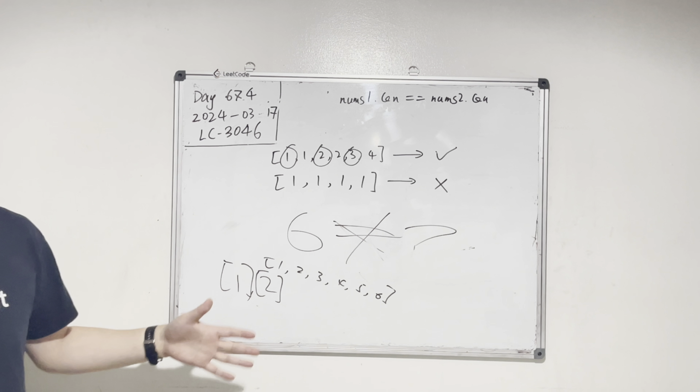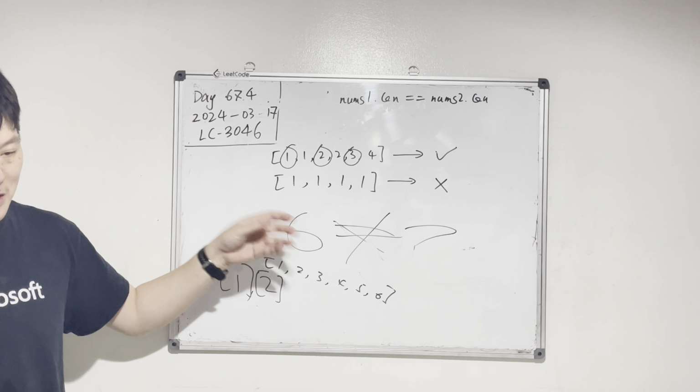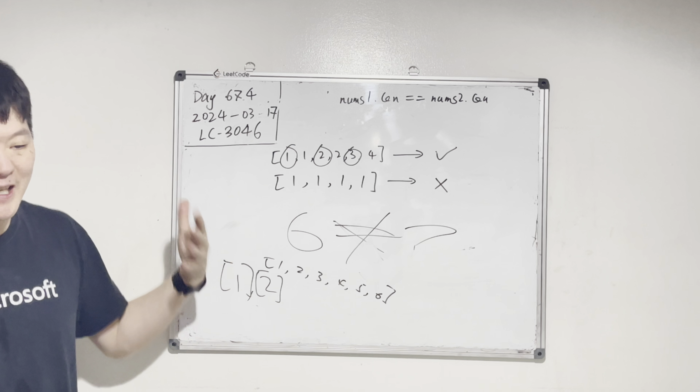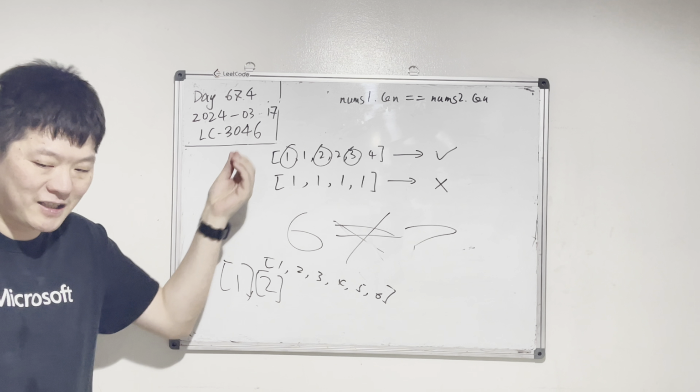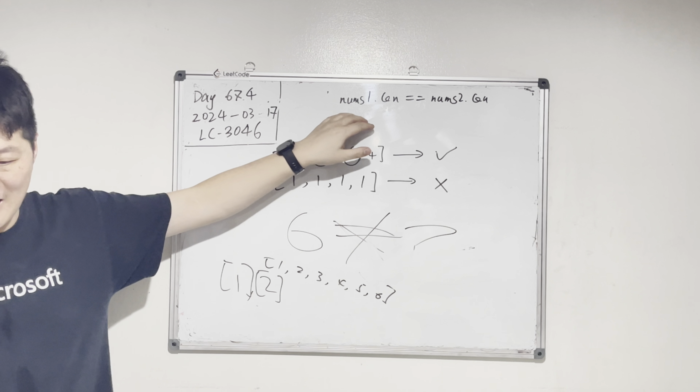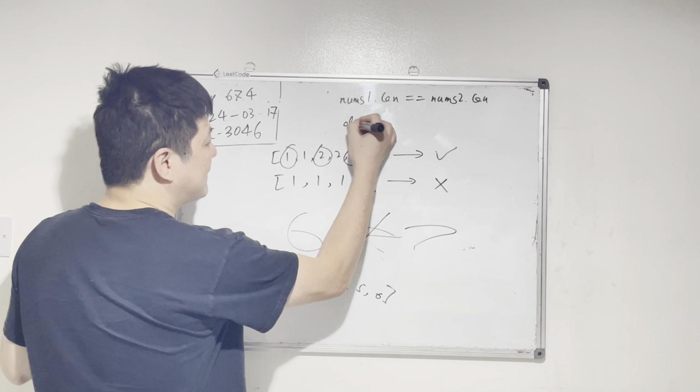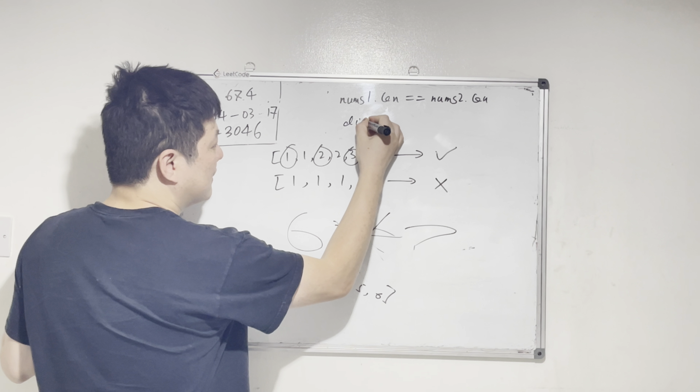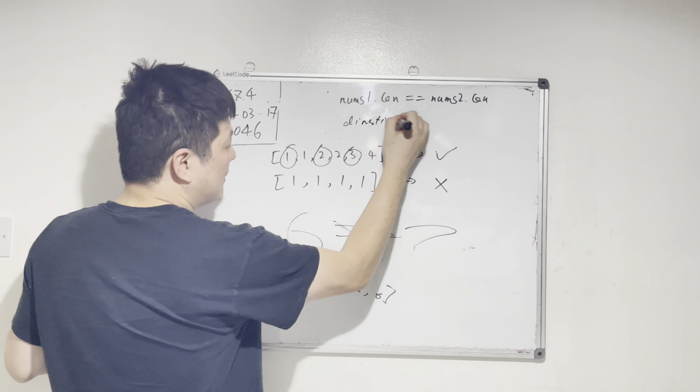Okay, so are we clear? We're given an array. We want to split it into 2 equal parts. Equal means the number of numbers in each part. And another requirement is that each part contains distinct numbers.